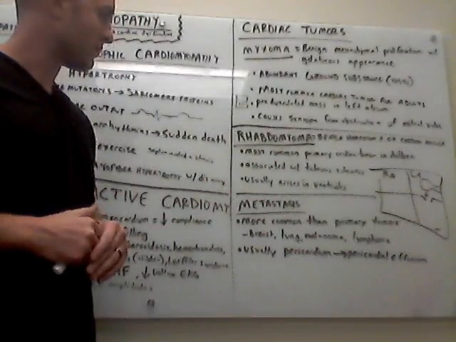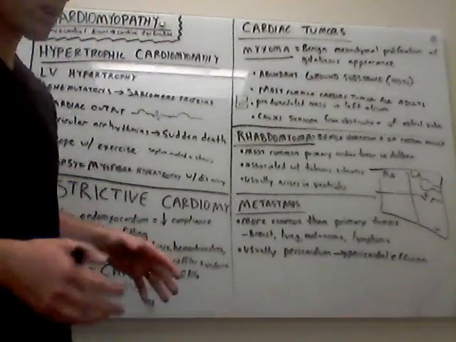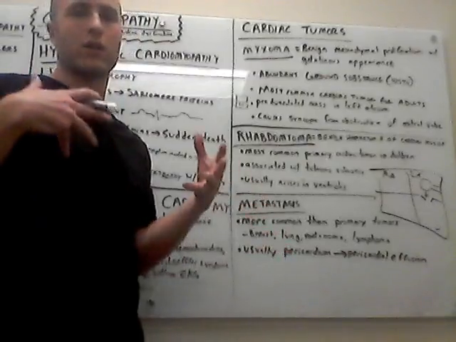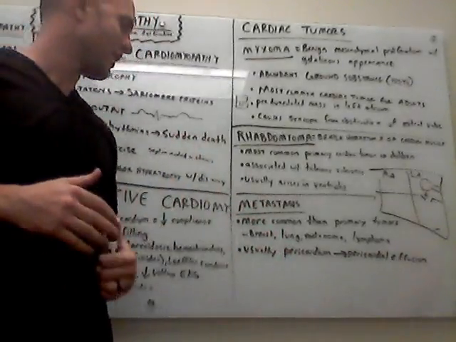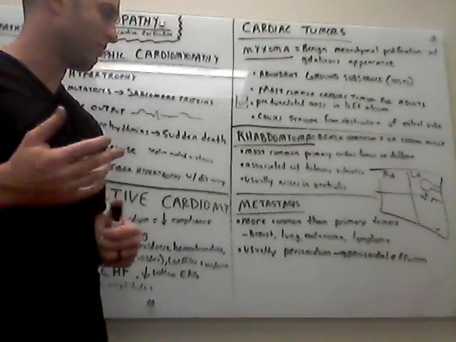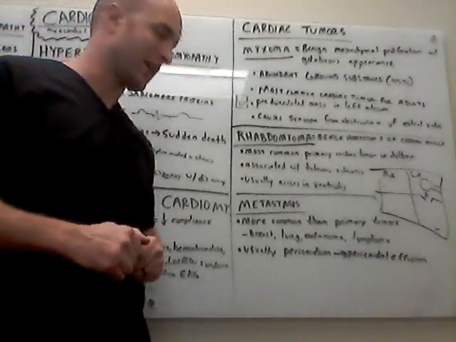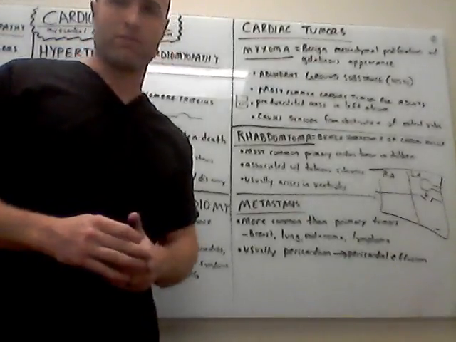So next, just a little discussion about metastases. This is more common than primary tumors. It's more common for something to metastasize to the heart than it is for a tumor to start out in the heart. Often it'll be breast cancer, lung cancer, melanoma, lymphoma, and it usually ends up getting stuck in the pericardium. It causes pericardial effusion. And that is the end.